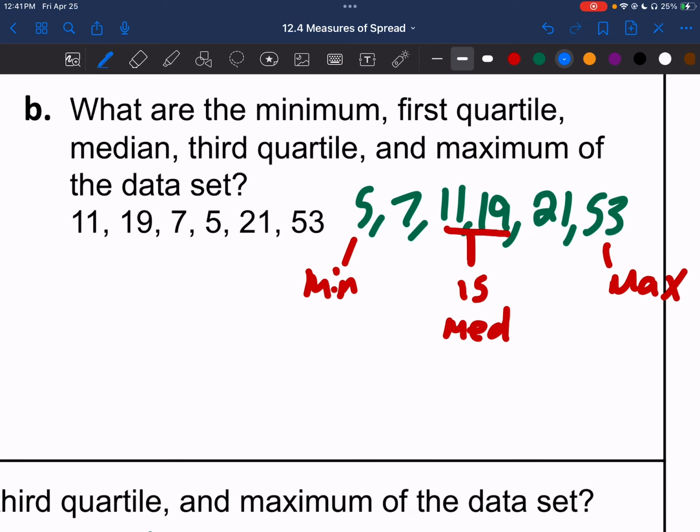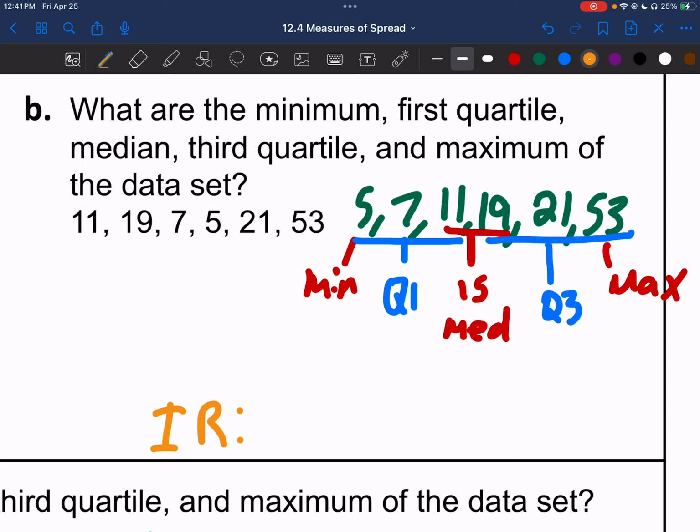So we look to the left of the median. We have 3 values, so it's going to be the middle, so that's Q1. We look to the right of the median, and we have 3 values, and 21 is Q3. Then the interquartile range is 21 minus 7, which is 14.